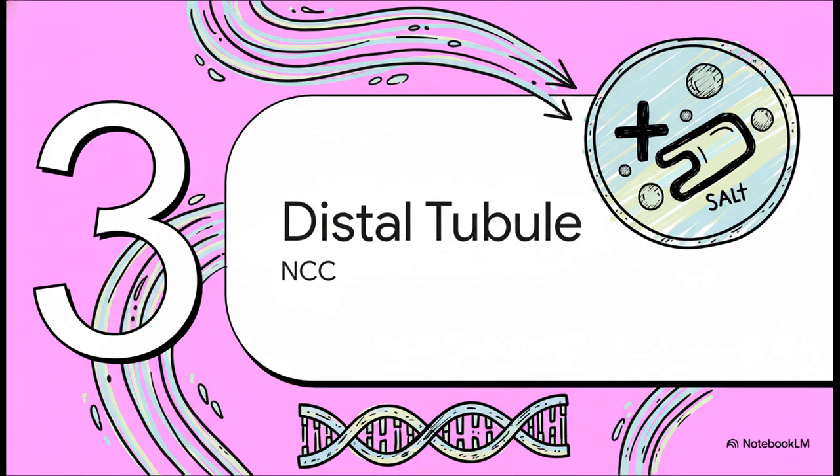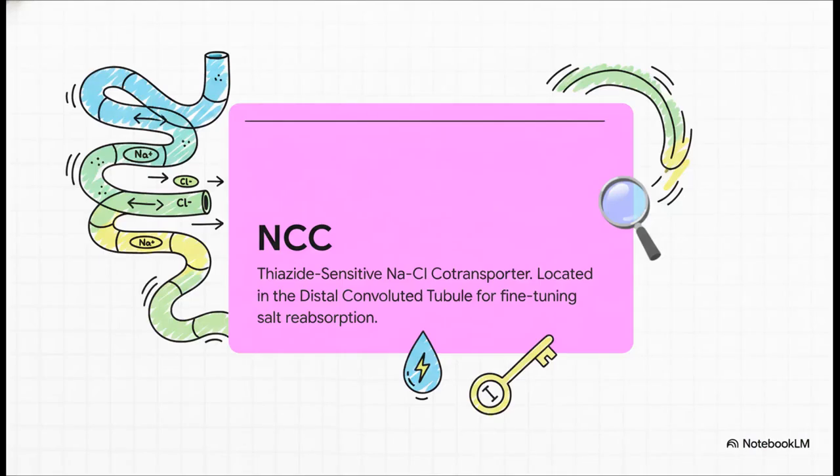Further down the nephron, we arrive at the distal convoluted tubule, the DCT. This is where the fine-tuning of salt reabsorption really starts to happen, and it is all defined by the NCC transporter. So meet NCC, the thiazide-sensitive sodium chloride cotransporter. It reabsorbs maybe 5 to 7% of the filtered sodium chloride and, well, as its name pretty much gives away, it has a very famous inhibitor.